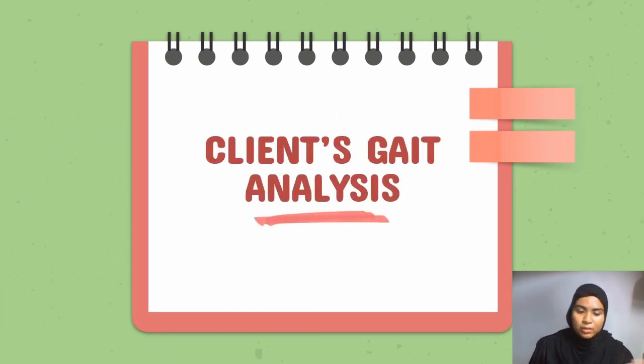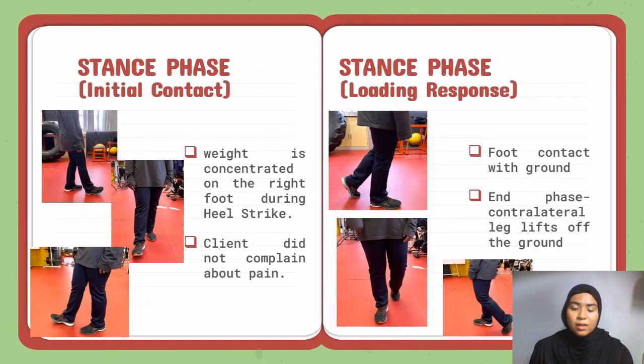Okay, like I just mentioned before, in the gait cycle we have two major phases, which are stance phase and swing phase, but it is subdivided into the 8 subphases.